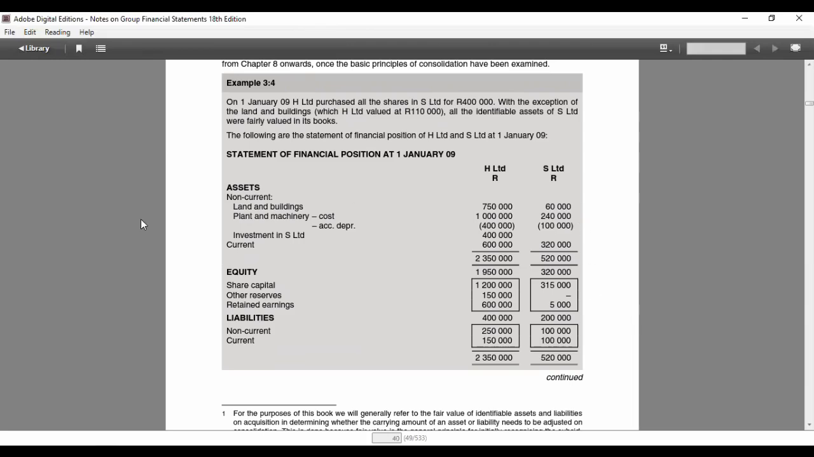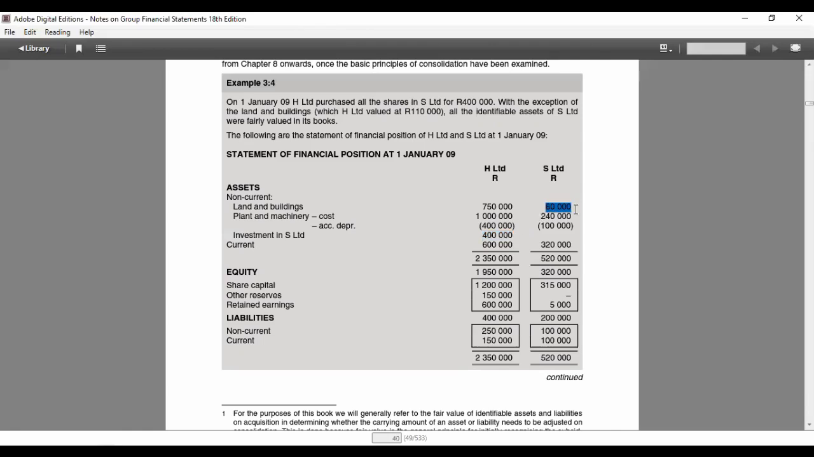Okay, so here we can see S's land and buildings was worth 60,000 in the financial statements. Obviously, it's measured at cost. Land has appreciated. We've had a look at the fair value and we've said, well, land is actually worth 110. Okay, so we would have taken that 110 into consideration, not the 60, when we determined our purchase price, which in this situation is 400,000. So when we are doing our consolidation, we will be indicating that this 60,000 is actually worth 110.